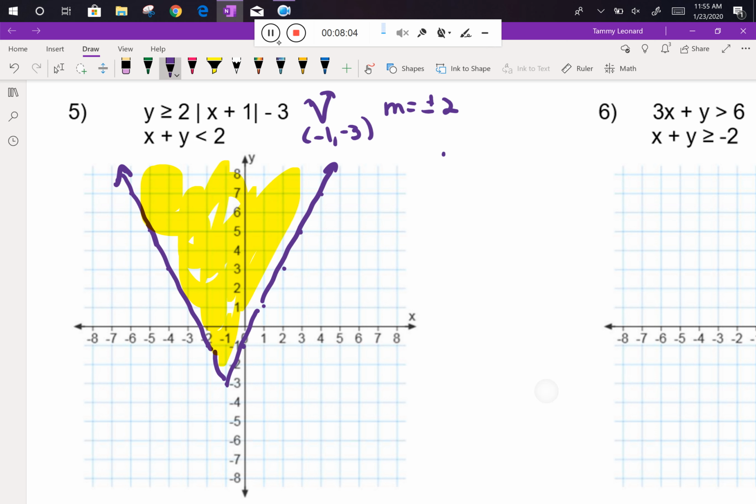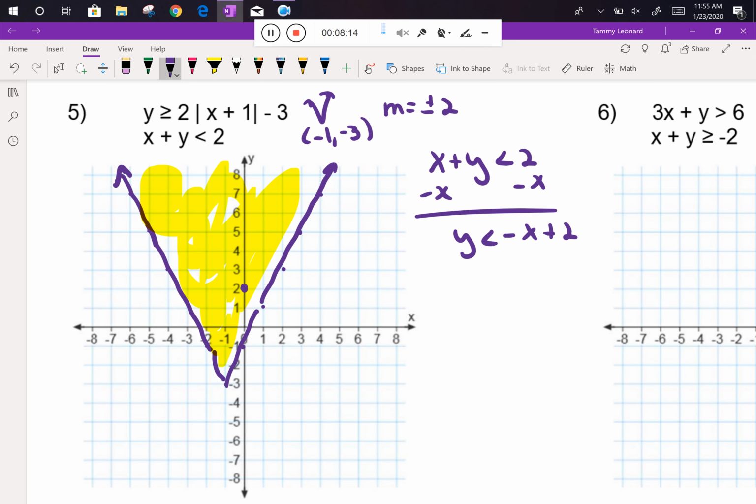The standard form needs to be solved for y. So we're going to subtract x from each side. So we have y is less than negative x plus 2. So I go to my y-intercept of 2, and I go down 1 over 1. And this one's dashed.